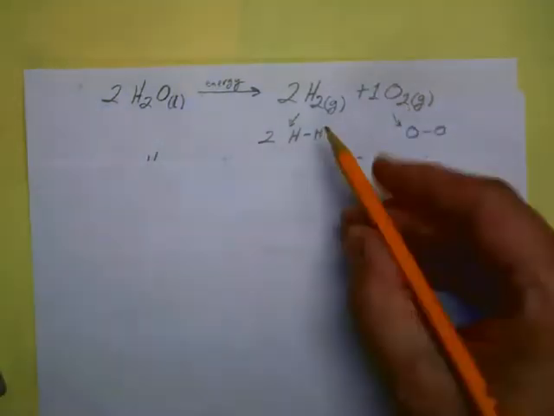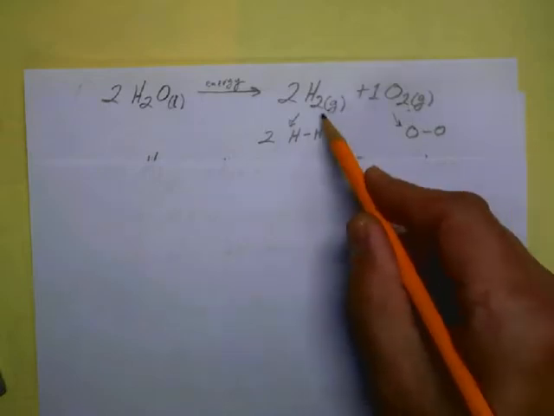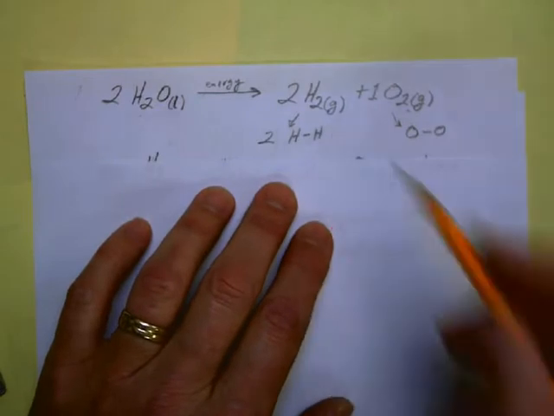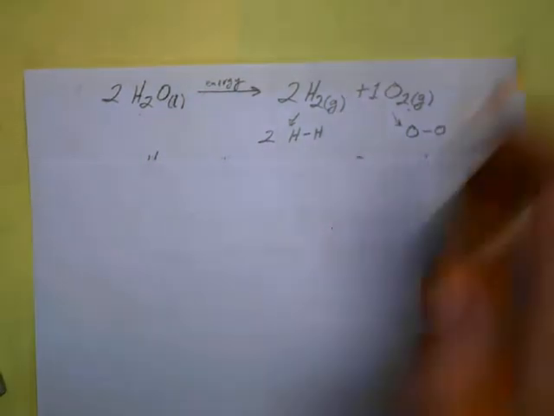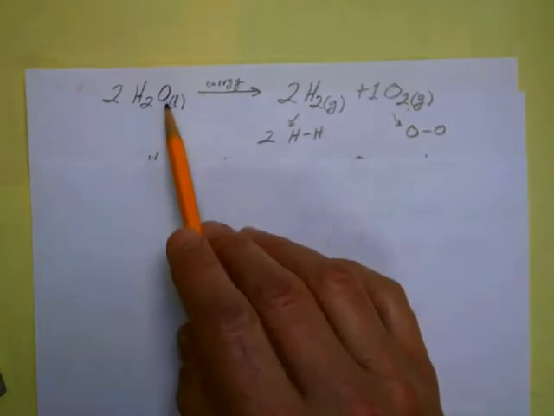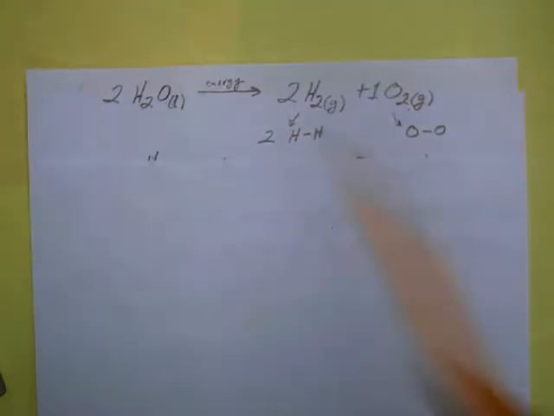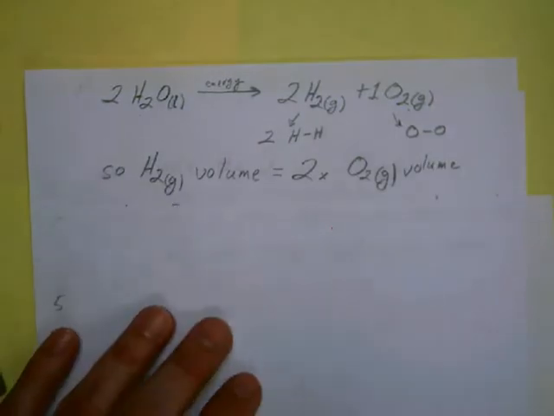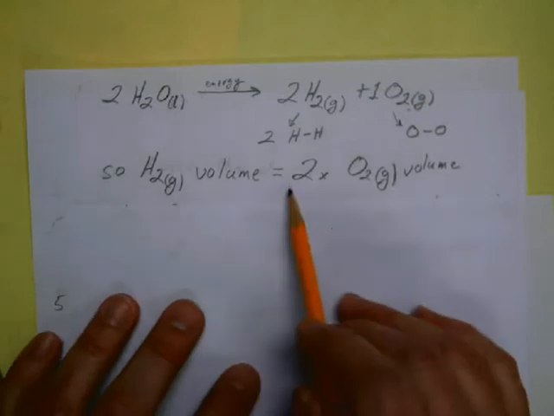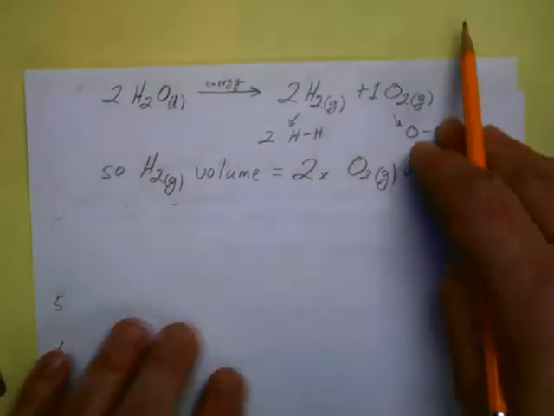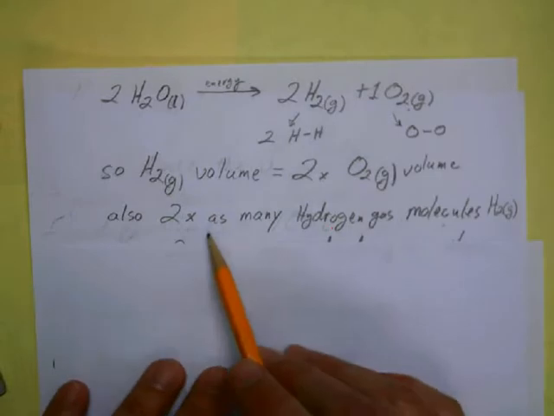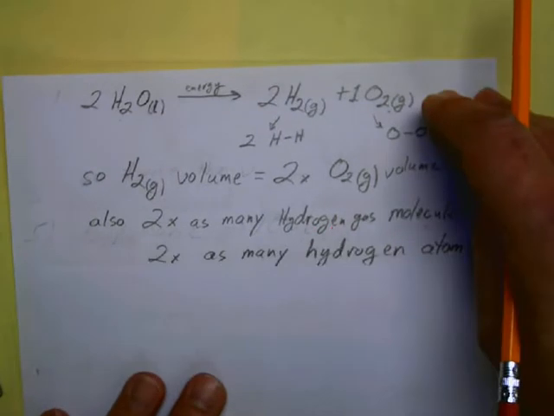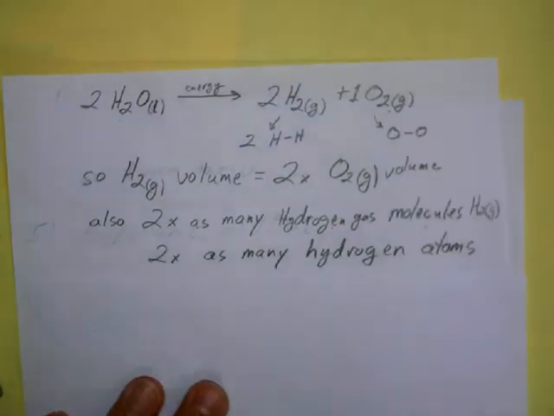And remember, hydrogen gas, like oxygen gas, is H2, 2 atoms of hydrogen bonded together to produce 1 molecule of hydrogen gas. And we need the 2 to balance it because there's only 1 oxygen atom in each water molecule versus the 2 hydrogen atoms. So you are going to produce twice the volume of hydrogen. So the hydrogen volume will be 2 times the volume of oxygen. Also, there will be 2 times as many hydrogen gas molecules as oxygen gas molecules, and 2 times as many hydrogen atoms as oxygen atoms.